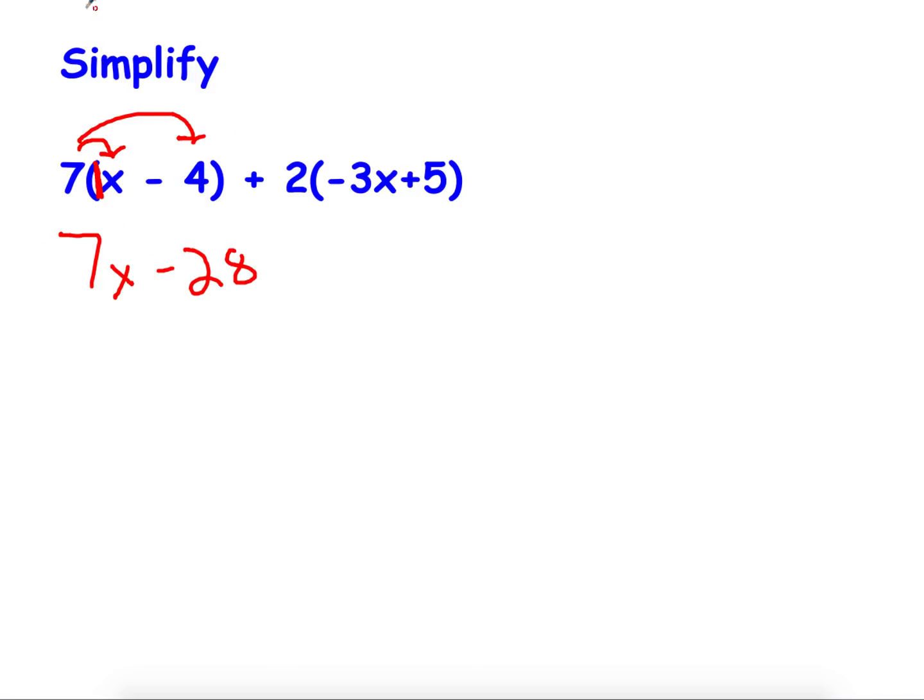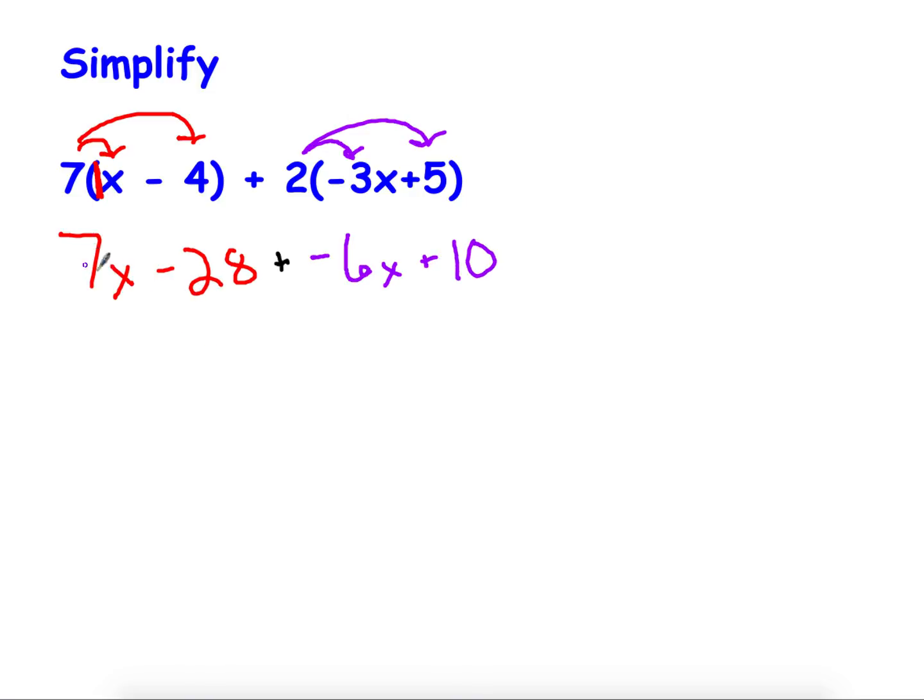But now I have to continue on over here. I'm going to bring down this plus sign. And now I have to do the distributive property with this set of numbers. So I have to do 2 times negative 3x and 2 times 5. So I'm doing the distributive property twice here. 2 times negative 3x is negative 6x. 2 times 5 is positive 10.